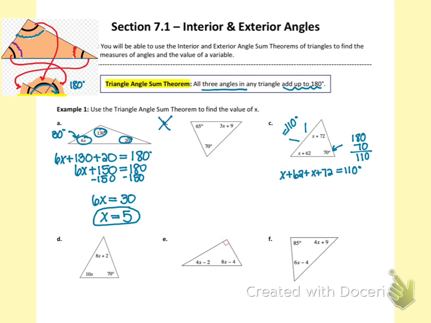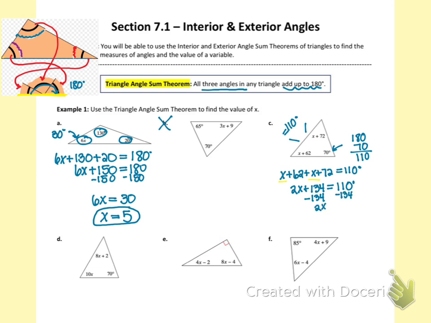So now my algebra just kicks in here. I'm going to put my like terms together. So I have two x's. And then when I add the constant terms of 62 and the 72 together, I get 134. And they together have to be that 110. I'm going to subtract 134.